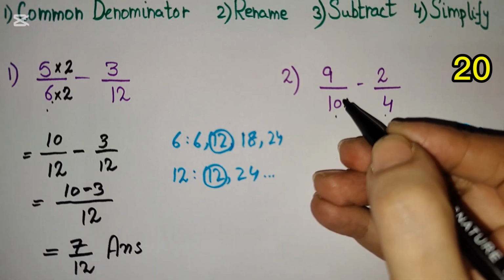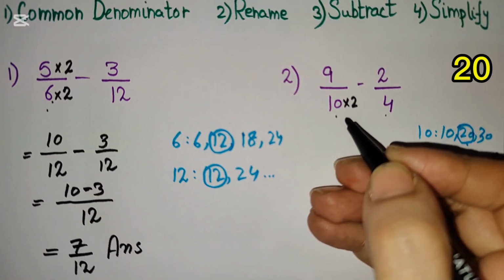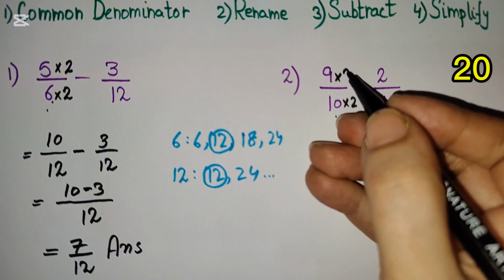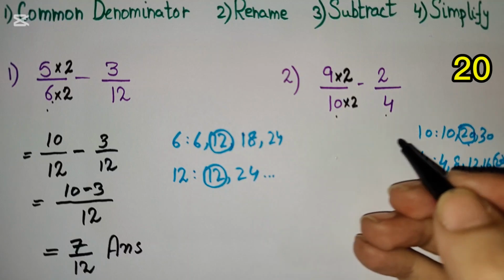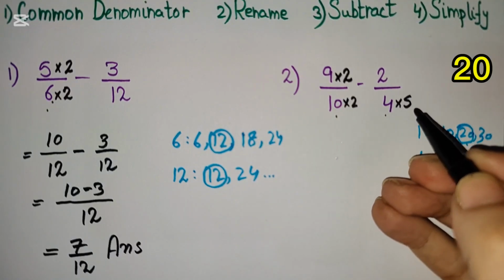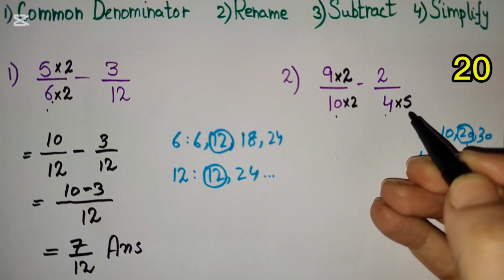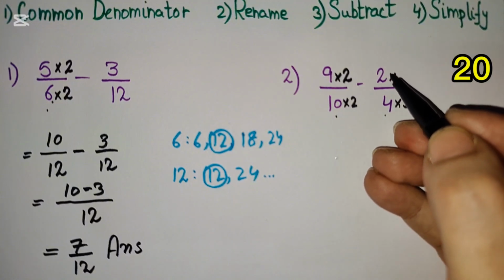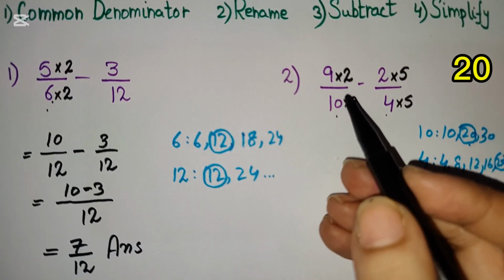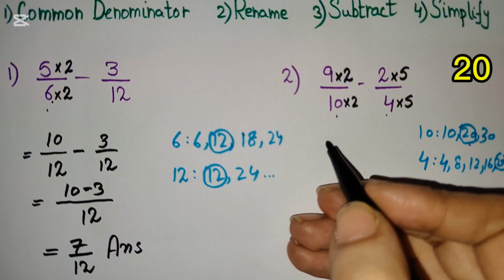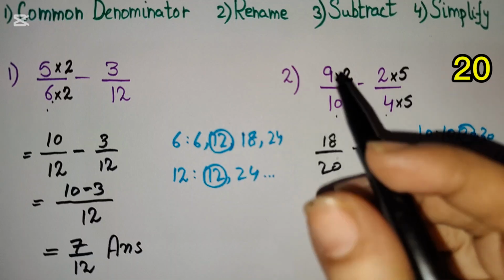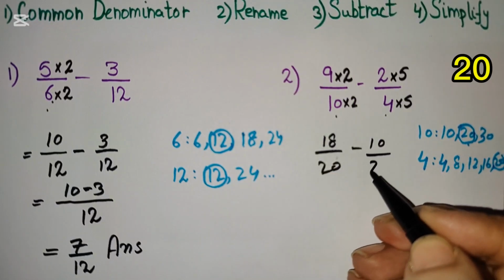For this we will multiply 10 by 2 to make 20. The number which is multiplied by the denominator will always be multiplied by the numerator as well. We have to make 20, so we will multiply 4 by 5, and the number which is multiplied by the denominator will always be multiplied by the numerator as well. So the second step is rename. So 9 over 10 is renamed 18 over 20. 2 over 4 is renamed 10 over 20.